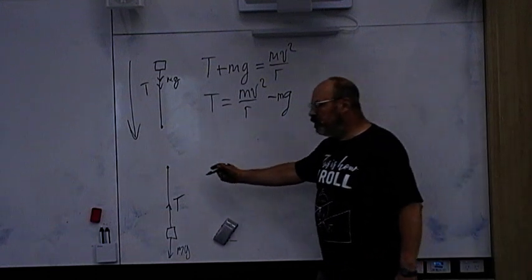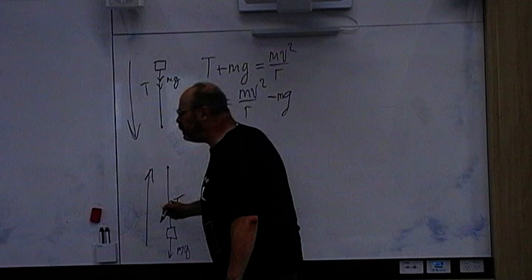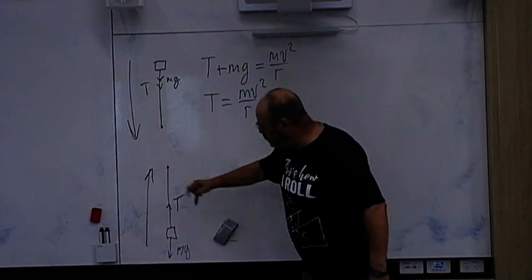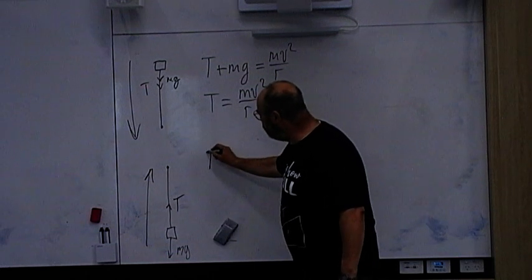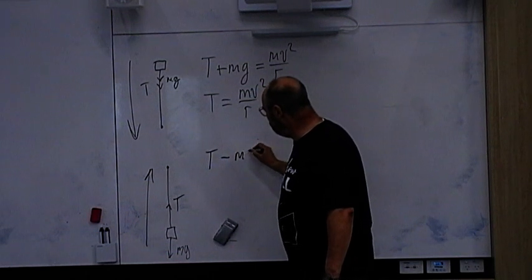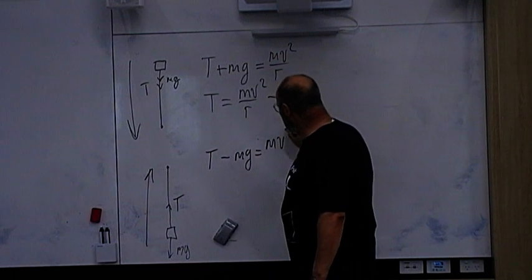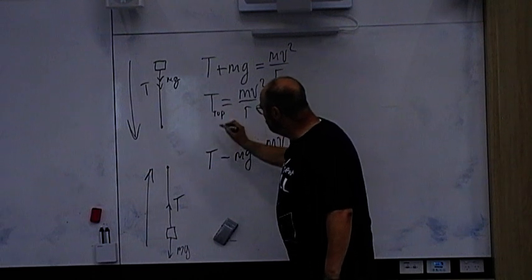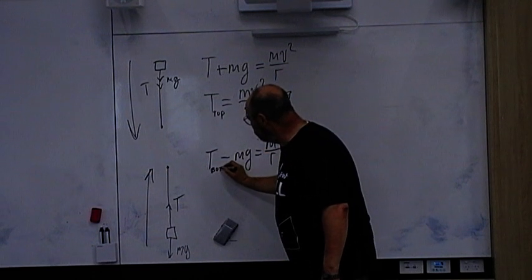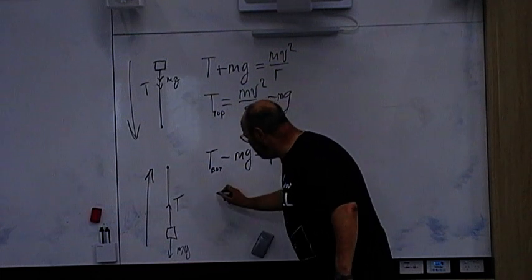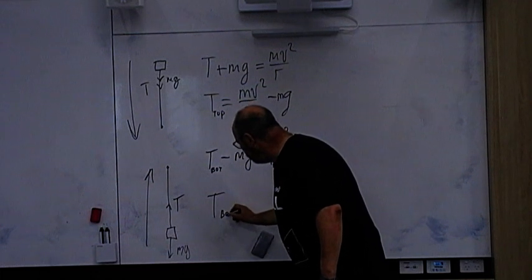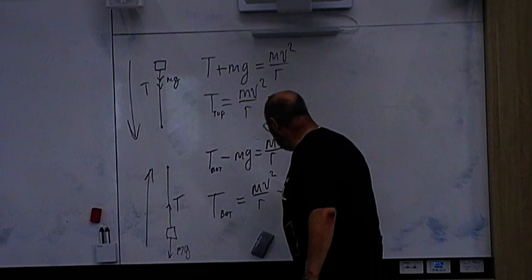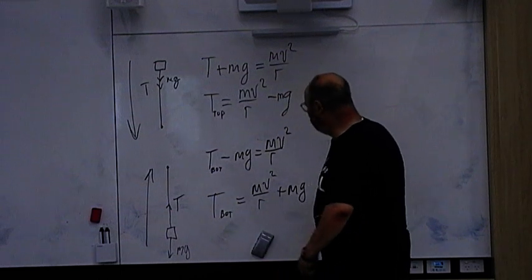So, now let's choose direction up. As it is moving in a circle, there is acceleration, so net force has to be toward the center. So we have now T minus mg equal mv squared on r. So that is the tension at the top, and that is the tension at the bottom. So from here we get tension at the bottom equal mv squared on r plus mg.